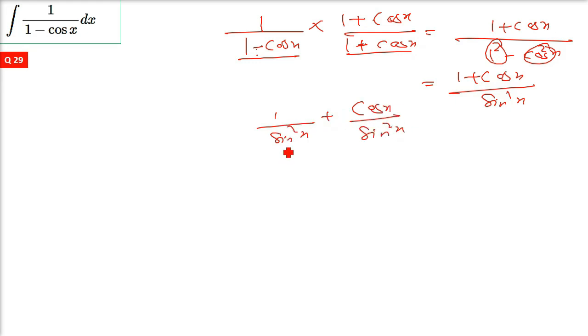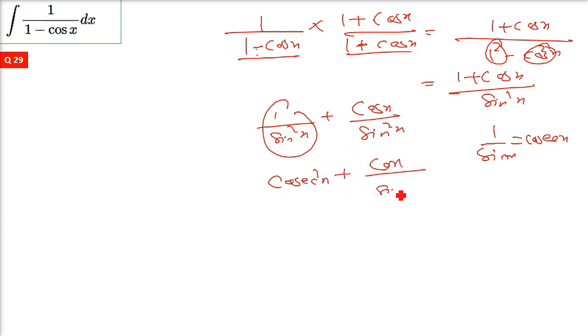Now 1 by sin square x can be written as cosec square x. We have a standard result for it. 1 by sin x is cosec x. So 1 by sin square x will be cosec square x. What about cos x by sin square x? Cos x divided by sin x you can write, and 1 by sin x you can take separately. Cos x by sin x is going to be cot x. 1 by sin x is going to be cosec x.